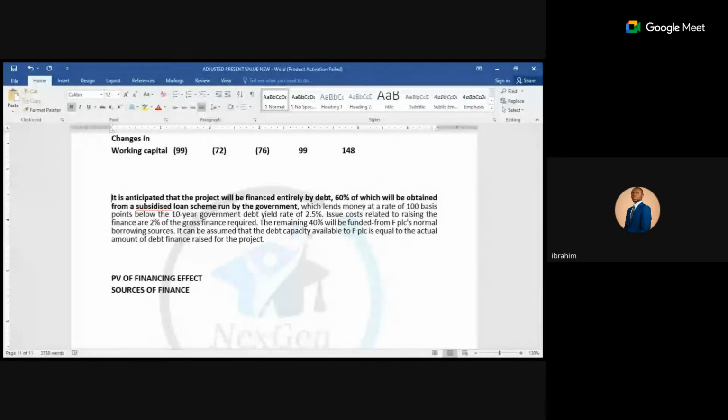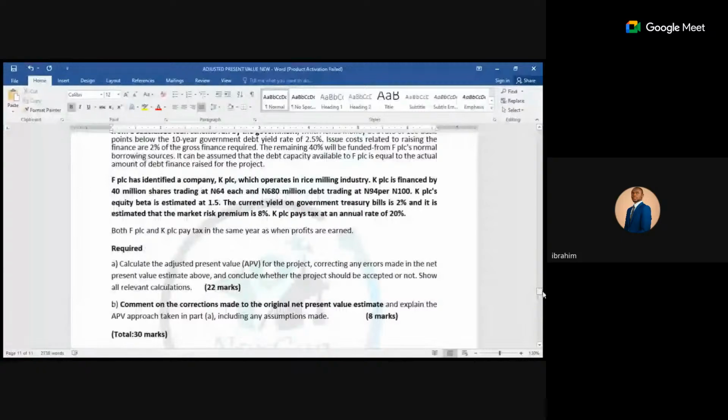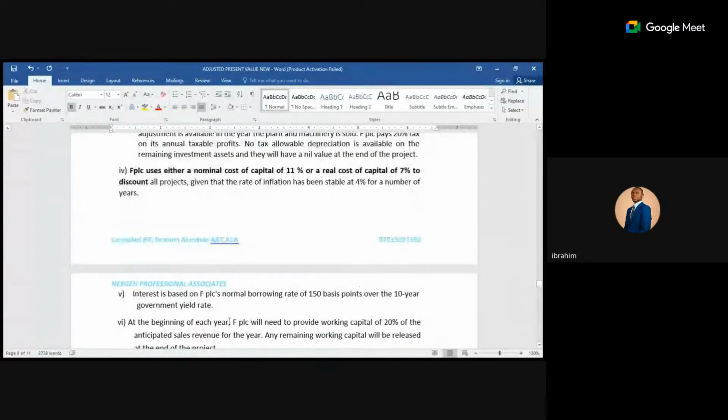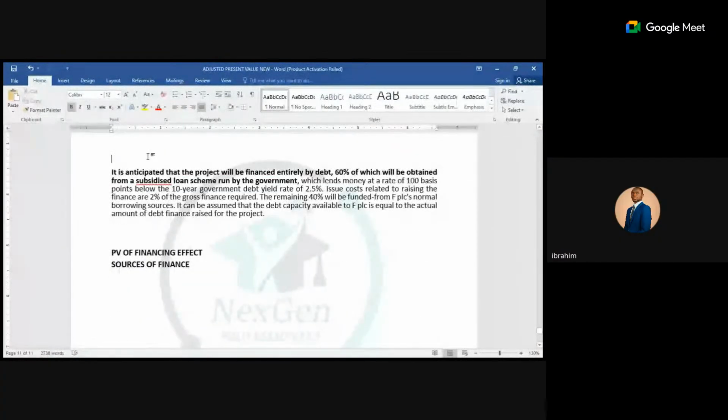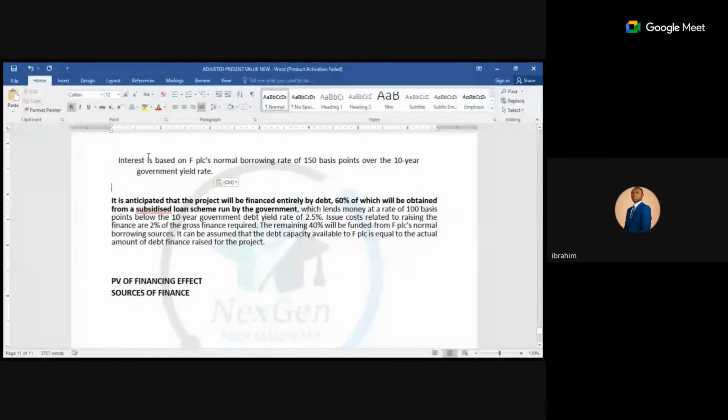Then before this paragraph, they gave us interest of this. So let me equally copy this to make our work easy. Now, class, the first part is how the project is being financed. We were told, please, who has a question for me? Any question before we move?